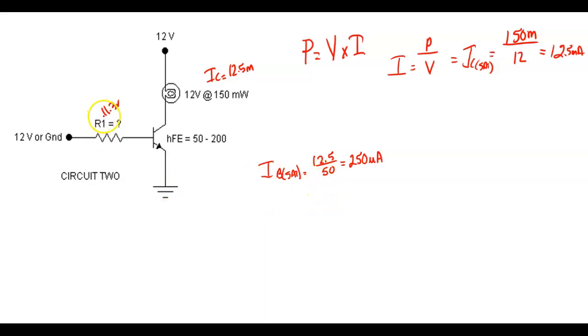So now I know my IB. So R1 would be equal to the amount of voltage it's going to drop divided by 250 micro, and this would give me a resistor, and we'll go down with the next standard value here.